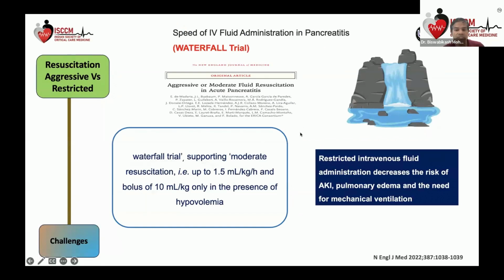This is the most recent trial, which favors restricted intravenous fluid administration; it decreases the risk of AKI, pulmonary edema, and the need of mechanical ventilation. Apart from that, giving aggressive fluid can cause bowel edema and increases the risk of intra-abdominal hypertension. That's why this trial supports moderate resuscitation, that is up to 1.5 ml per kg per hour, and a bolus of maximum up to 10 ml per kg only in the presence of hypovolemia.